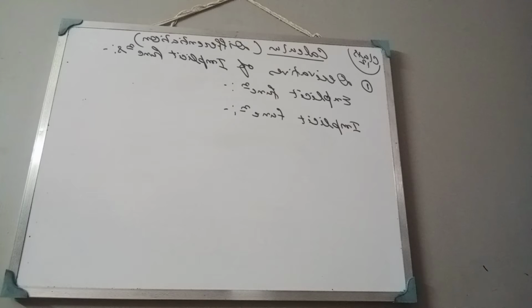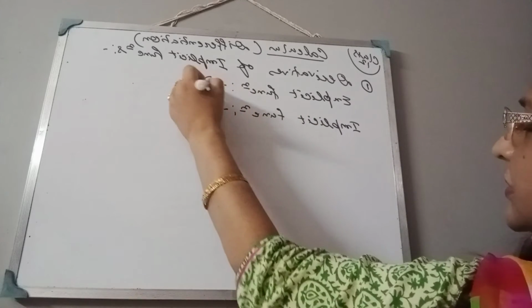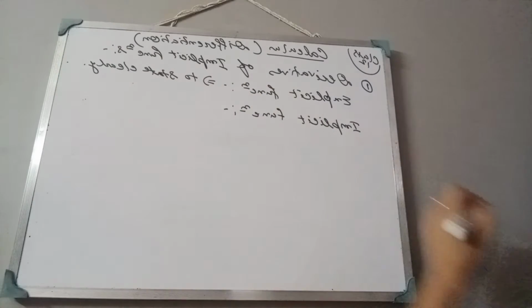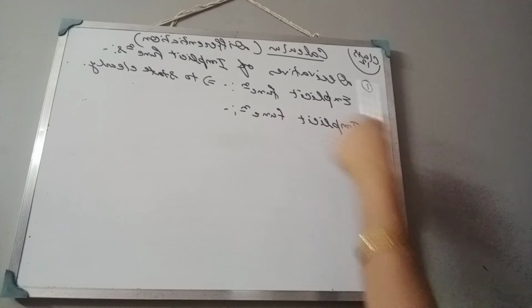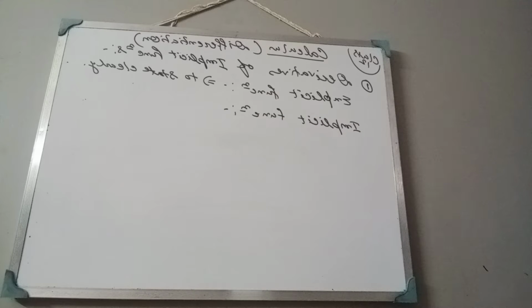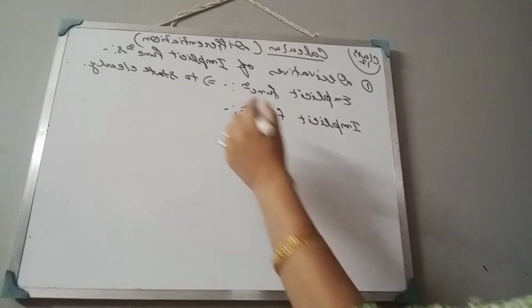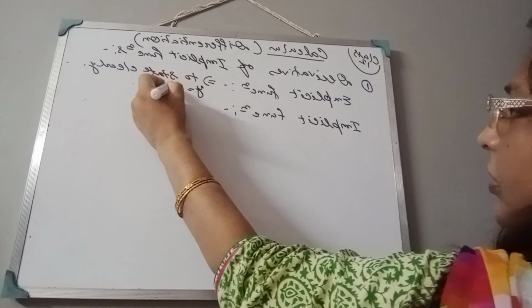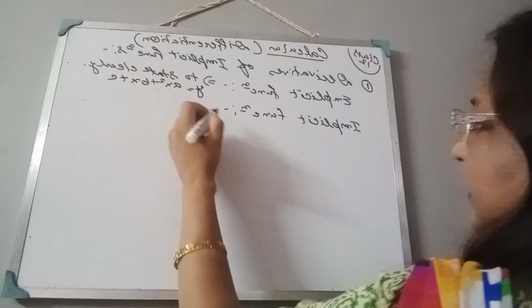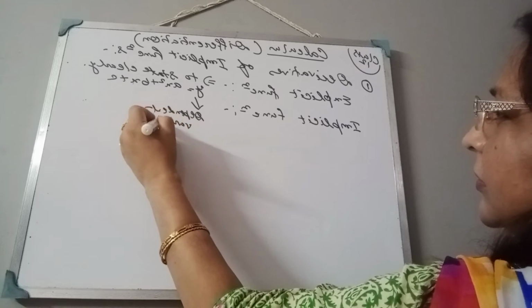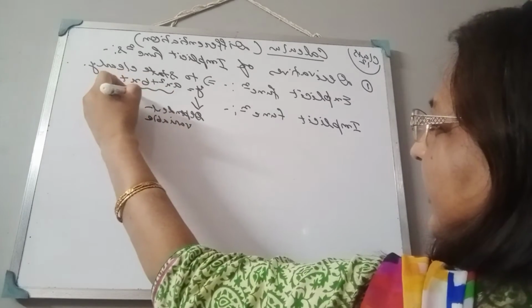Now explicit function and implicit function. Explicit means to state clearly. The explicit function is a function in which the dependent variable depends on the independent variable. That means it is a function in which the dependent variable is expressed in terms of some independent variable. So if we write, say, y is equal to ax square plus bx plus c, we know y is the dependent variable, and here x is the independent variable.